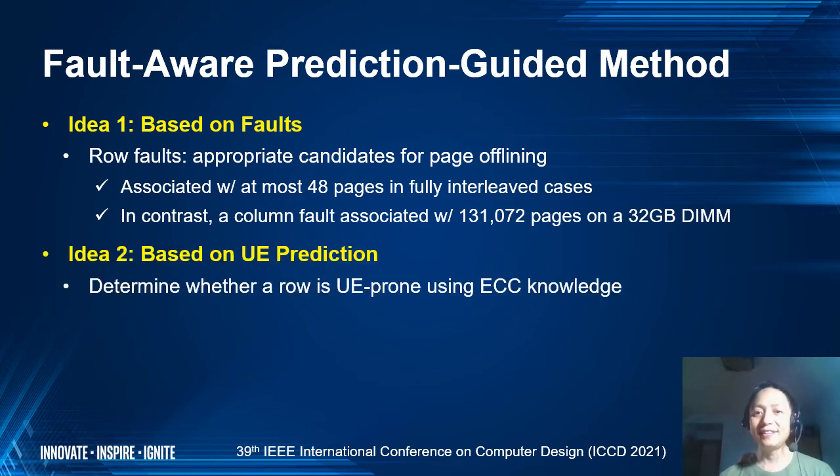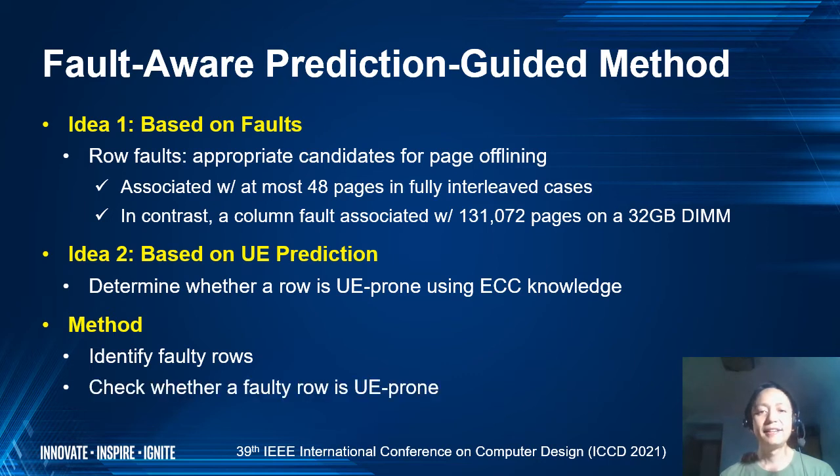The second idea is based on UE prediction. We try to determine whether a faulty row is UE prone or not using ECC knowledge. In the new method, we first identify faulty rows, then check whether a faulty row is UE prone or not, and finally offline the pages in the faulty rows.